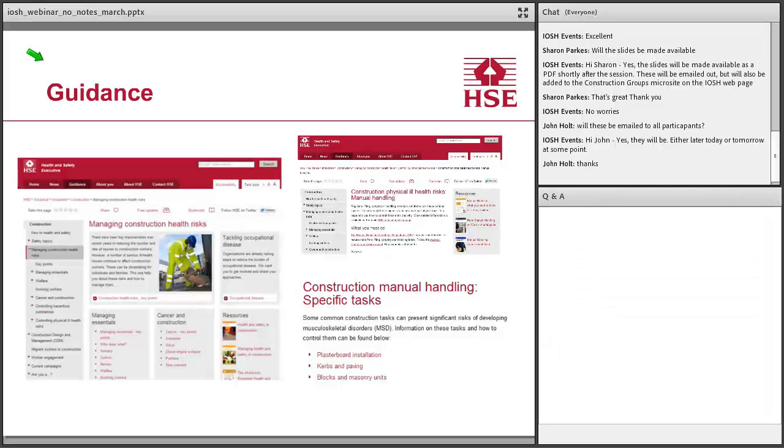Moving on, if you only take one thing from this talk, remember the construction health risk web pages. There's a lot of information about managing the health risks in construction, including manual handling. But as I was saying earlier, there's stuff on dust, noise, and some of them have specific task information as well. So, as I said, I recommend you go and have a look at these. It should give you a lot of the answers.